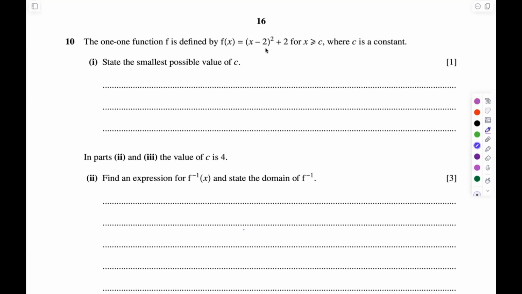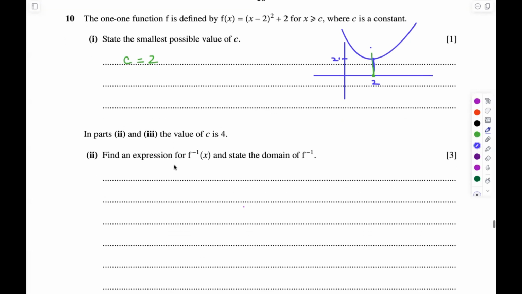Now, if it is a one-to-one function and we have the function f of x equals (x minus 2) whole squared plus 2, so if we plot this on the x and y axis, this is a quadratic function, and the turning point is at this coordinate, which is 2 and positive 2. Now, as x has to be greater than or equal to c and it has to be a one-to-one function, the smallest possible value of c will be equal to 2.